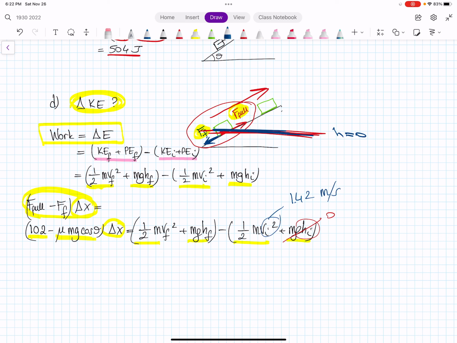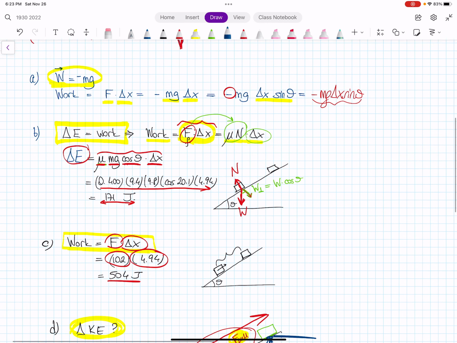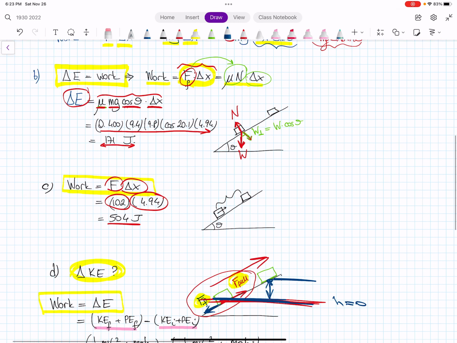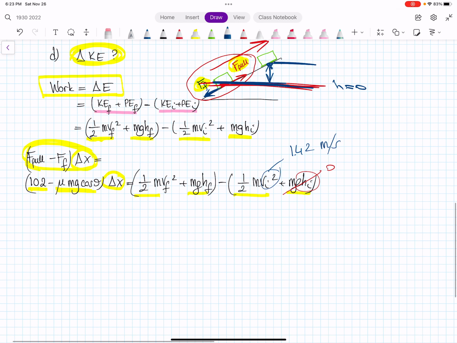What is the final height? What is the final height the object reaches? What is this change in height? You already calculated that from part A. It is delta x times sine theta. This final height here is delta x, 4.94, times sine of the angle.